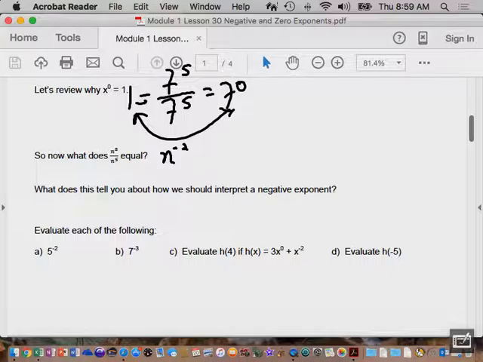Reciprocal! We're almost there. Now we just got it all together. Negative exponent! Reciprocal! Very good.